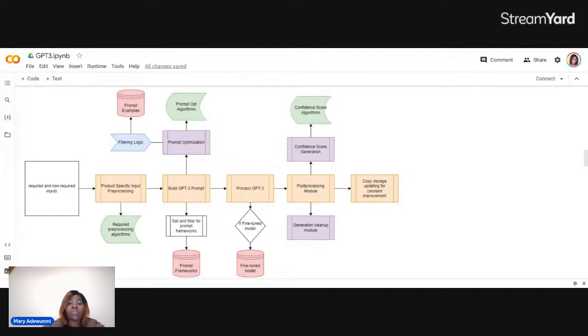That's what GPT-3 makes use of: the prompt. The prompt aspect is very, very important because that's the baseline for the processing. So in processing, if it's a fine-tuned model, you could see that you release your output and take it. But if it's not, then it takes it to the post-processing module and cleans it up again. So this is just the framework of GPT-3.